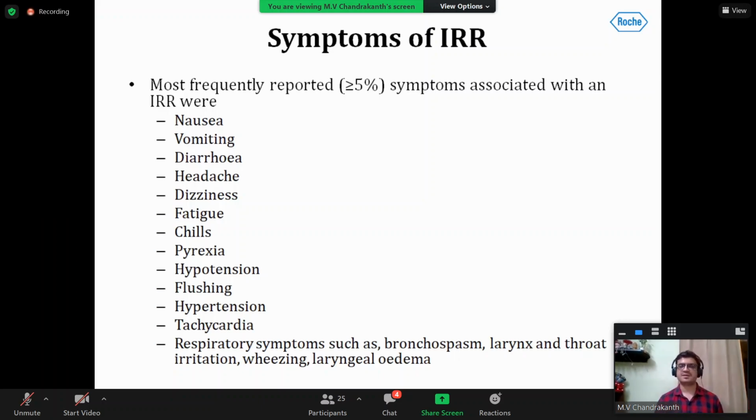And we must have corticosteroids, antipyretics, and antihistaminics ready. And we must always infuse these molecules in a setup where we have facilities for resuscitation, like intubation and so on.